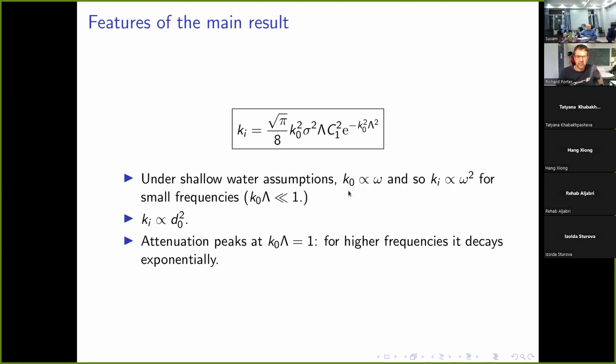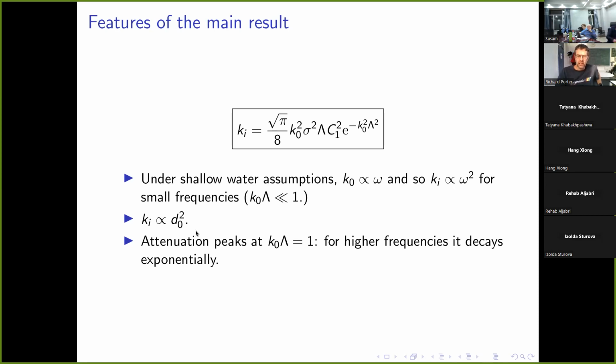Well, for the shallow water assumptions that I've set out, K naught is proportional to omega. That's a shallow water dispersion relation. And so Ki does indeed go like omega squared, at least for small frequencies or long periods. So I get a power law relation which fits with the observations at one end, omega squared. It also tells me the attenuation goes like d naught squared, the thickness of the ice squared. It's not linear with the ice thickness, but quadratic.